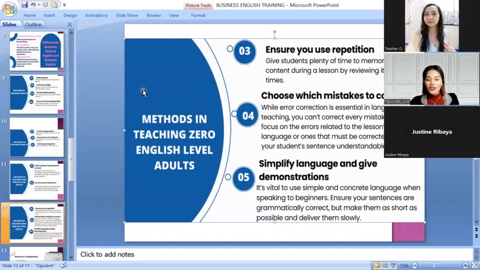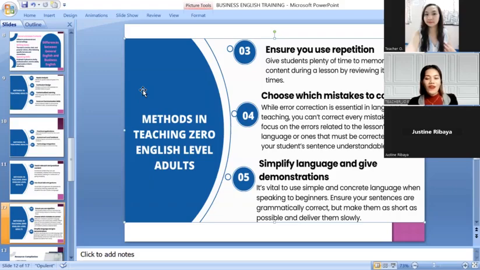Instead, we will just respond by saying the correct one. For that example, you can respond, "Yes, you are making good progress." So you don't have to say that the correct verb to use is make, not do. Okay, so we don't need to correct our students word for word. We should just focus on which is more important. So that is choosing which mistakes to correct.